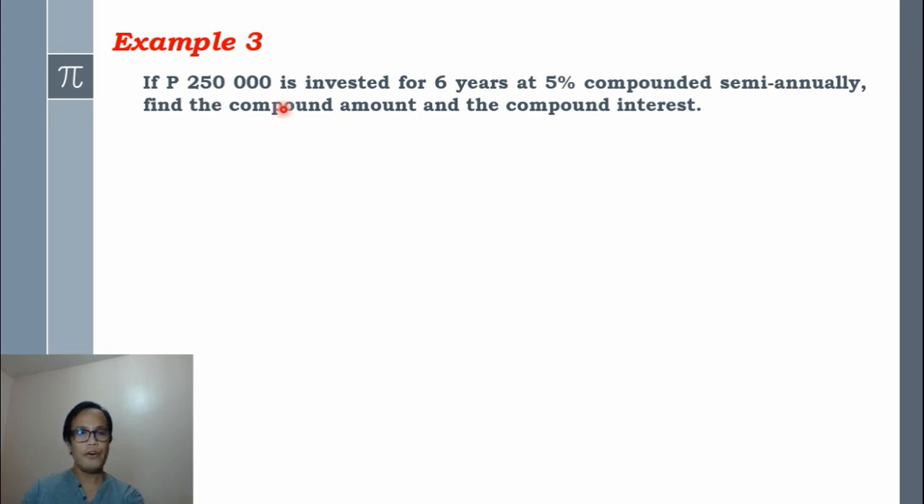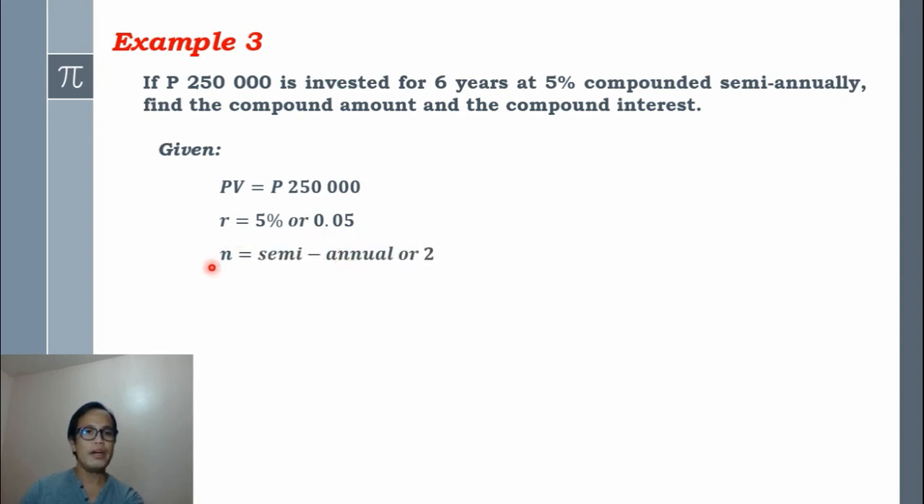Okay? So for the given, our present value is 250,000. Our rate is 5% or that is 0.05. This time, our n, the number of compounding period is semi-annual or that is 2 because the amount is compounded twice a year. Then our time is 6 years. Of course, we need to solve for the future value, which is the compound amount. So for the solution, since the number of compounding period is multiple, we will be using this formula. So substitute these values to the formula.